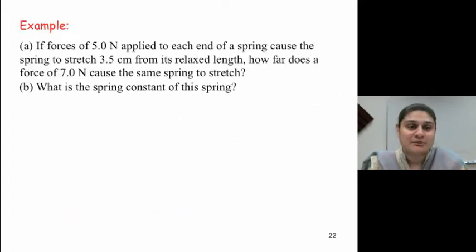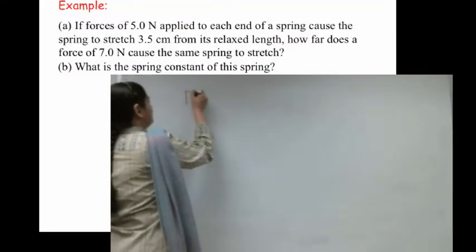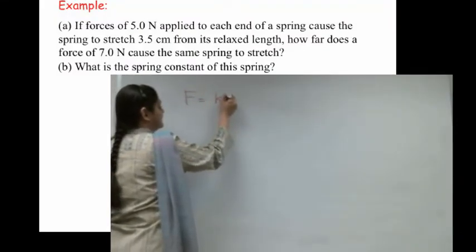So now let's look at a problem. If a force of 5 newtons applied to each end of the spring causes the spring to stretch 3.5 centimeters from its relaxed length, how far does a force of 7 newtons cause the same spring to stretch? And part B says, what is the spring constant of this spring? So what do I know? I know F equals kx.